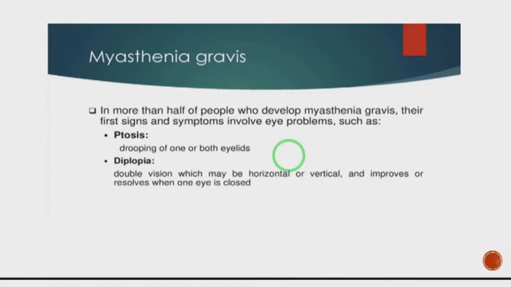In more than half of the people who develop myasthenia gravis, the first presentation is ocular symptoms. This patient may have ptosis and diplopia due to affection of the ocular cranial nerve, but on examining this patient in different settings, the presentation will be variable. The degree of ptosis will be variable. The angle of deviation will be subject to variability.